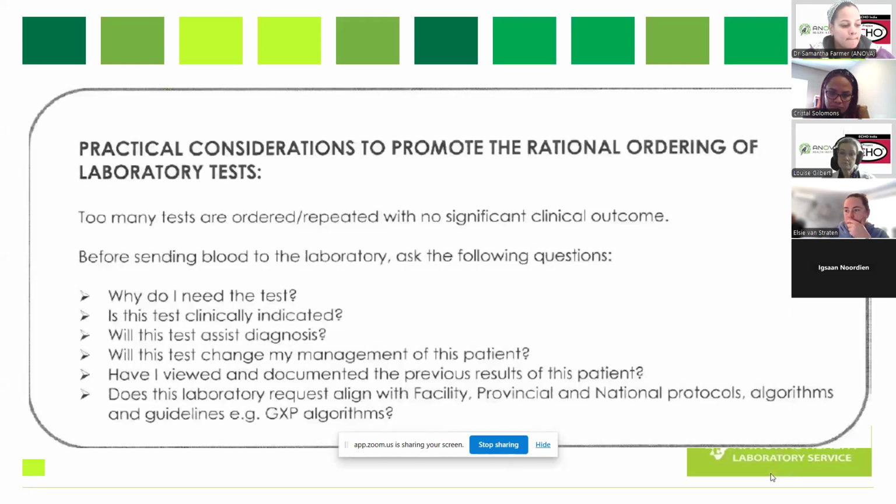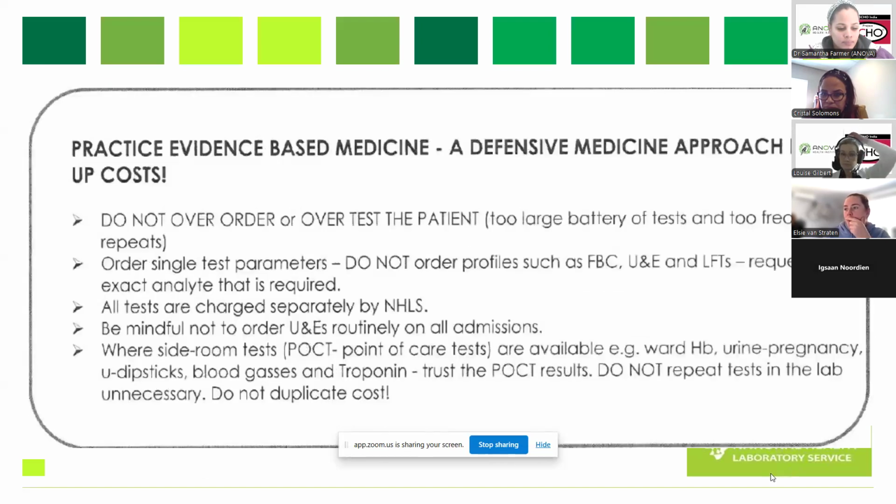The other cost-saving measures that the Department of Health has introduced is for you to consider carefully when you ask for tests. Do you need the test? Is it clinically indicated? Will it assist with the diagnosis? And also not to ask for these long profiles like a UNE and an LFT. An LFT is about 10 or 12 tests, I think, with all the liver enzymes and bilirubins and calciums and so on. You've got to hone in on taking a good clinical history and then asking for the tests that you think are specific to make a diagnosis.